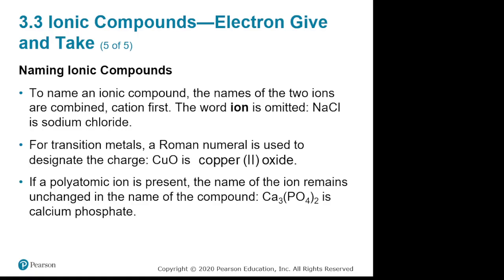Okay, so if we name an ionic compound, the names of the 2 ions are going to be combined. You'll put the cation first. The word ion will be omitted because the other thing tells you it's an ion, so you don't need it. So for example, you've already caught me doing this a number of times. You probably have all done this many, many times in your life. Did everybody know that table salt was sodium chloride?